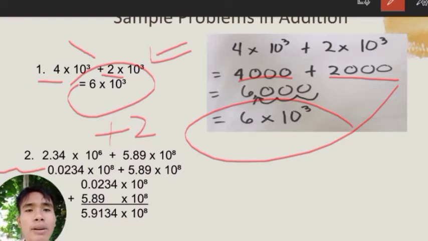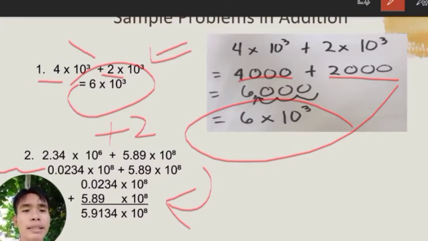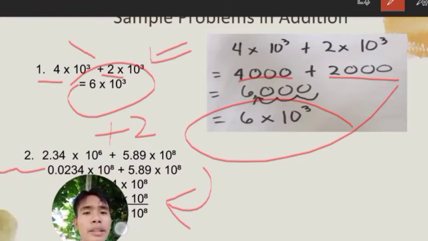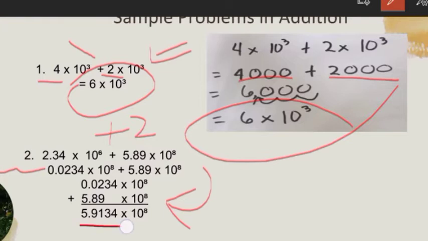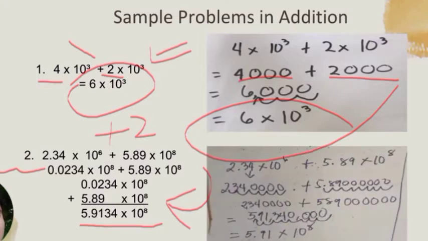Then 5.89 times 10 to the power of 8. We transfer them to vertical form so they are easier to add. Then the answer is 5.9134 times 10 to the power of 8. So in the other method, we transfer the scientific notation into standard form, then convert it back into scientific notation.